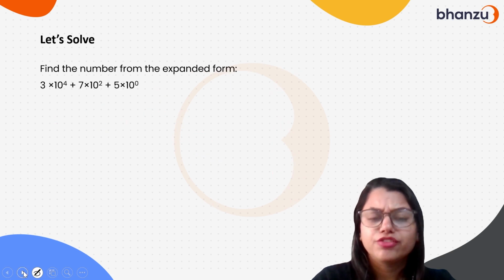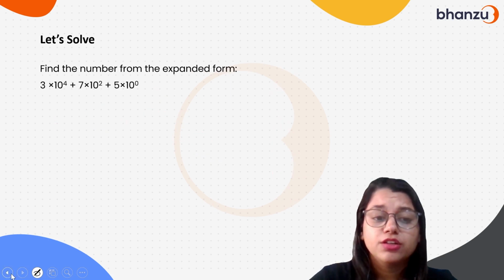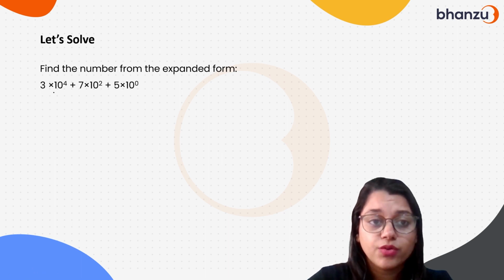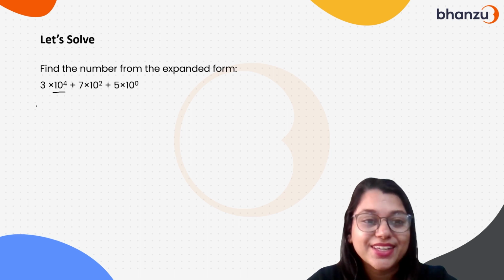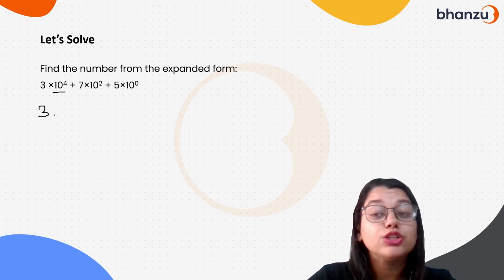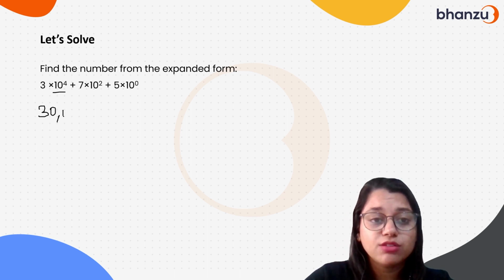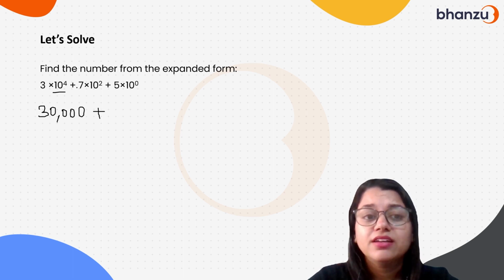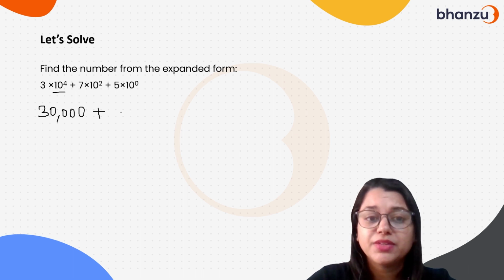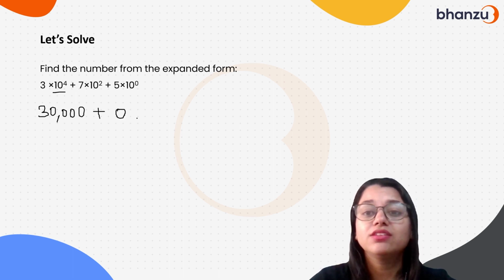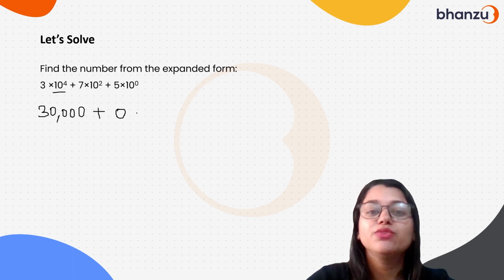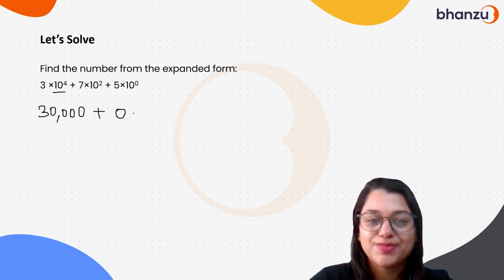Find the number from the expanded form. So we have to form the number here. Okay. So what is 10 raised to the power 4? It is nothing but 10,000. So 3 into 10,000 will give us 30,000. Alright. Plus. Now students, you can see that nothing is given to us in the thousands place. So it means we have to multiply this 0 with 10 raised to the power 3. So we'll write 0 at the thousands place.